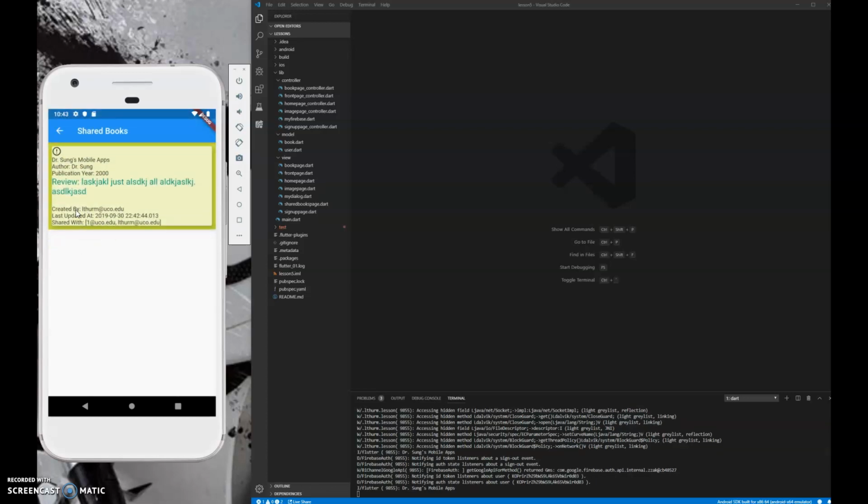And it's also here. And it shows created by and who it was shared with.